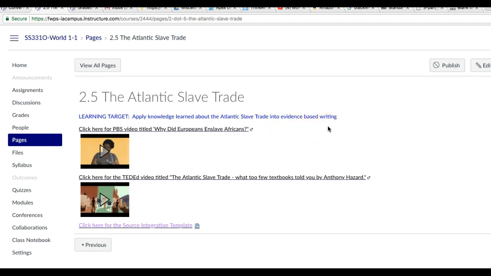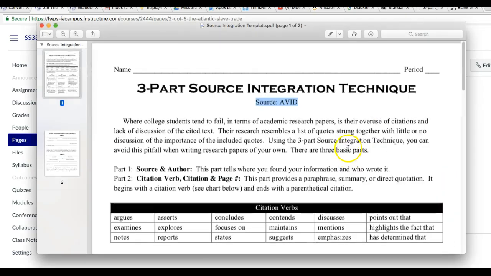Now, some of you are going to say, well, don't you always want us to use evidence-based writing? The answer to that is yes. Today, I have a template for us to follow to help us write using evidence-based techniques. So that's what I'm going to pull up right now, and the top of it reads that it is titled the three-part source integration technique.